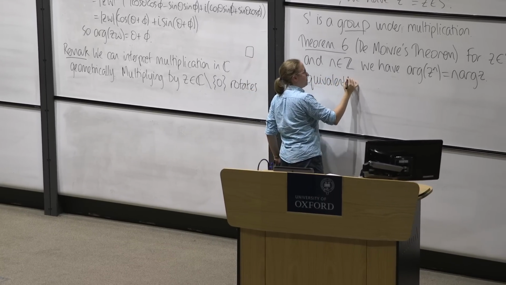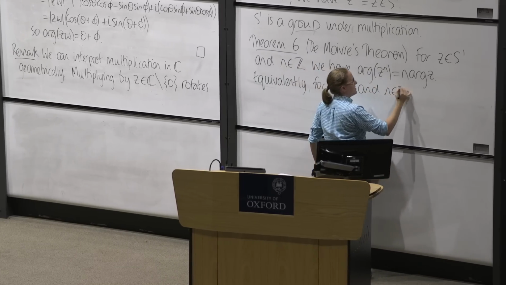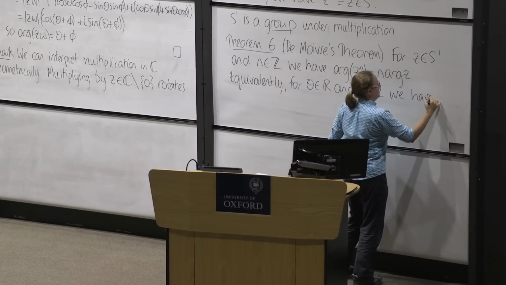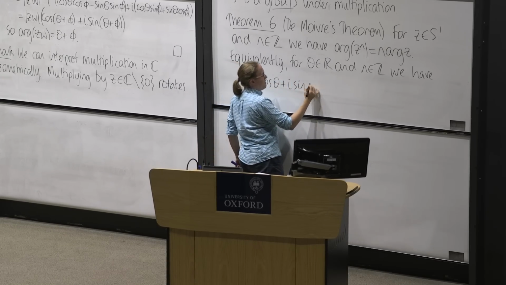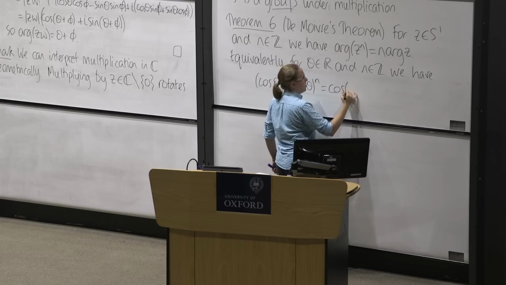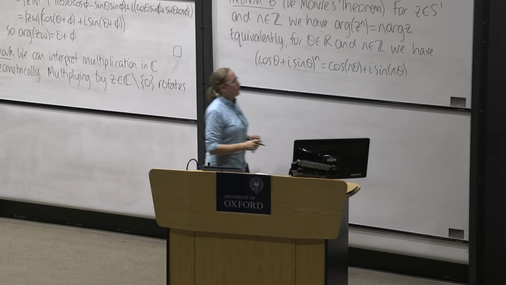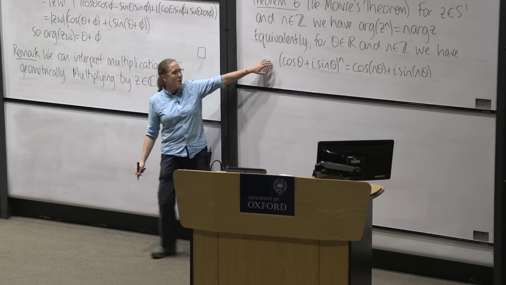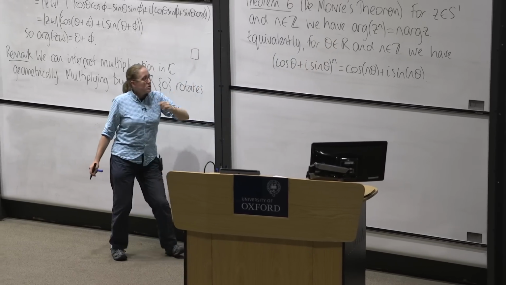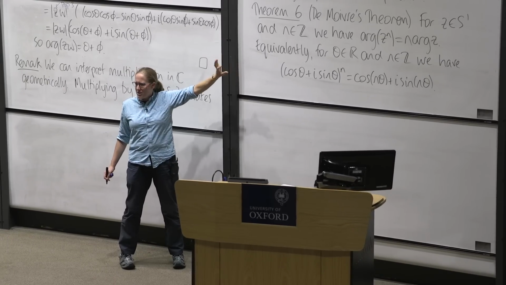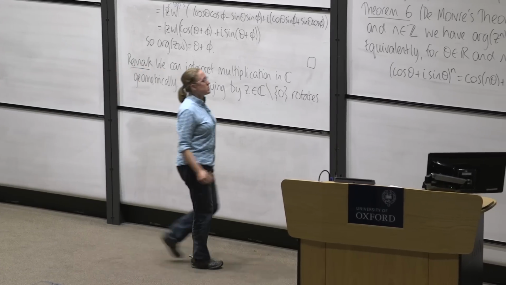So you might be more familiar with the equivalent formulation. Equivalently, for theta in R and n in Z, we have that (cos theta plus i sine theta) to the power n is cos of n theta plus i sine of n theta. So definitely when I first learned about de Moivre's theorem, I learned about it in this form, but the previous form is a really helpful way of thinking about it. So I encourage you to think about why these are saying the same thing, because if you understand why they're saying the same thing, that's a really good sign that you are understanding the theorem. So let's prove this.